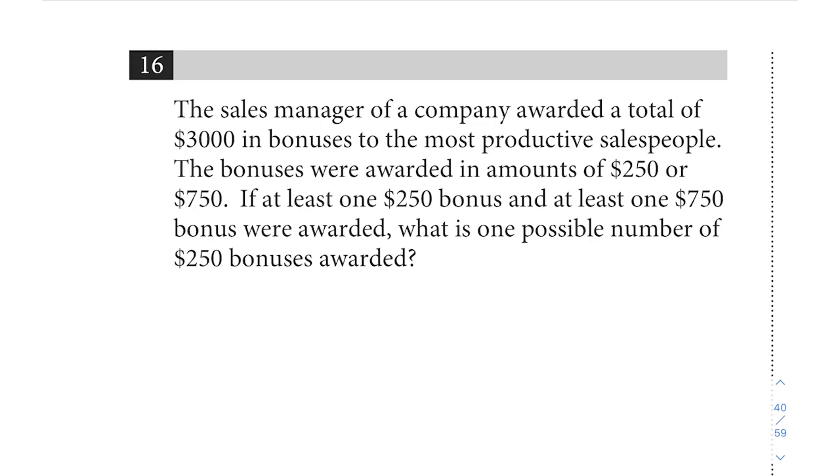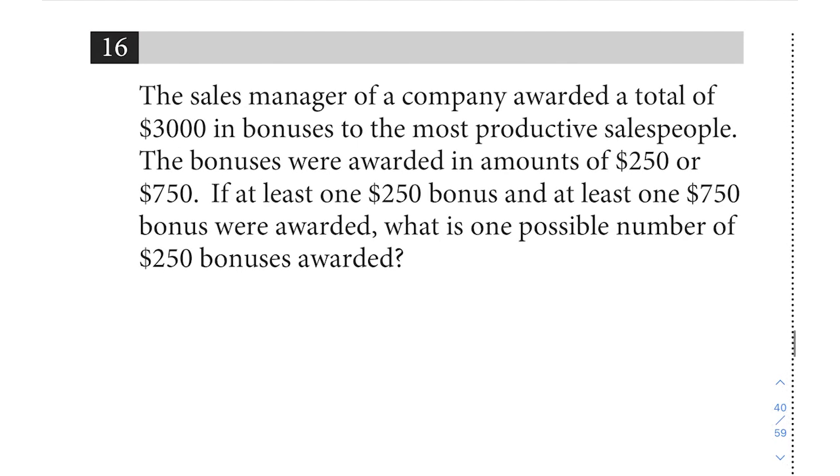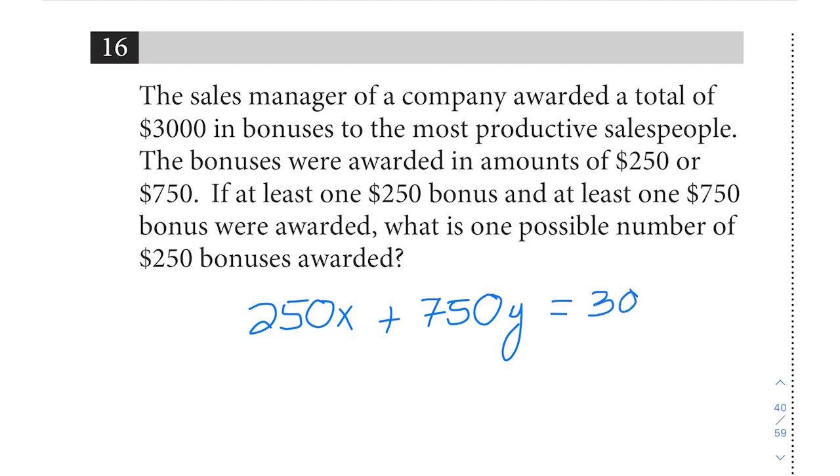Okay, so on a question like this, a lot of times we want to try to create an equation from the information provided in the word problem. And there's a couple ways you could do this. You could assign different variables. You could say that for the $250 bonuses, there's X number of those, and for the $750 bonuses, there's some other number, let's call that Y. Then when you add up the total value of both bonuses, you would get $3,000 in bonuses.